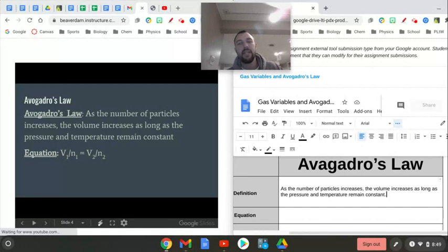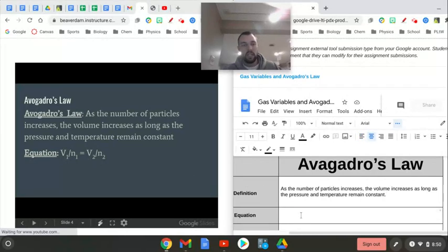We also have to have it in a flexible container, which means that the pressure inside and outside of the balloon will always remain the same. If you have a rigid container, so something that's not going to stretch or get smaller, what could happen is you're going to get something that explodes, and it's not Avogadro's law. It's a different law we'll talk about later. So as the number of particles increases, the volume increases as long as the pressure and temperature remain constant.